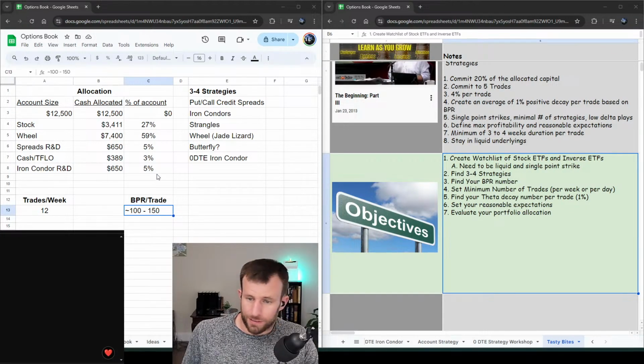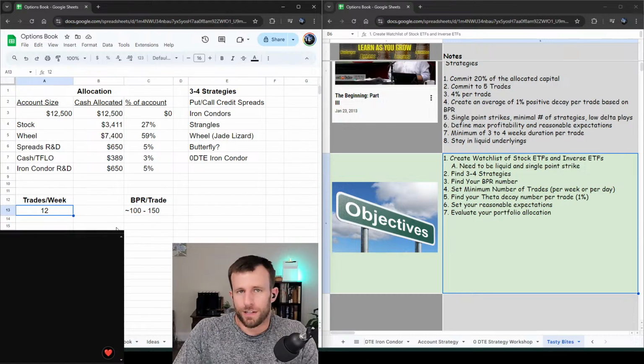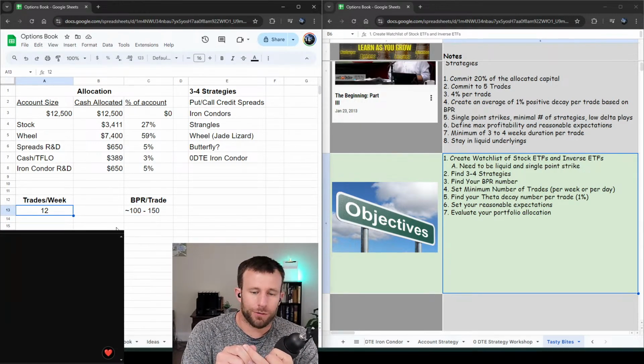Minimum number of trades. I was thinking 12 because I have 3 positions on the wheel. So if I do 3 trades on the wheel strategy, I'm doing 0 days to expiration 3 times a week because I'm under the PDT rule. That's going to be 6. And then if I do any of these other strategies, we could potentially be seeing another 6, whether it's closing positions or opening positions. So I'm just thinking probably 12 a week.